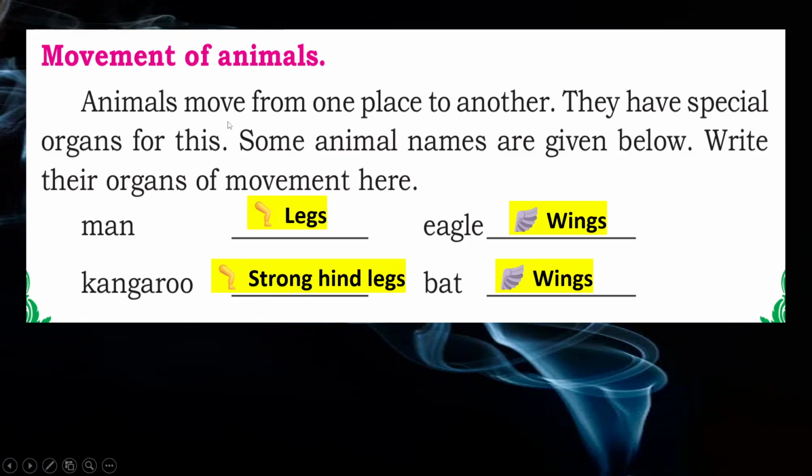Movement of animals. Animals move from one place to another. They have special organs for this. Some animals' names are given below. Write their organs of movement here. Man, legs. Eagle, wings. Kangaroo, strong hind legs. Bat, wings.